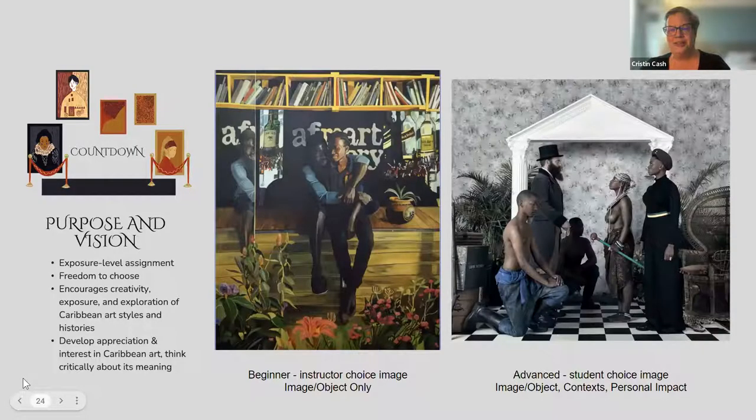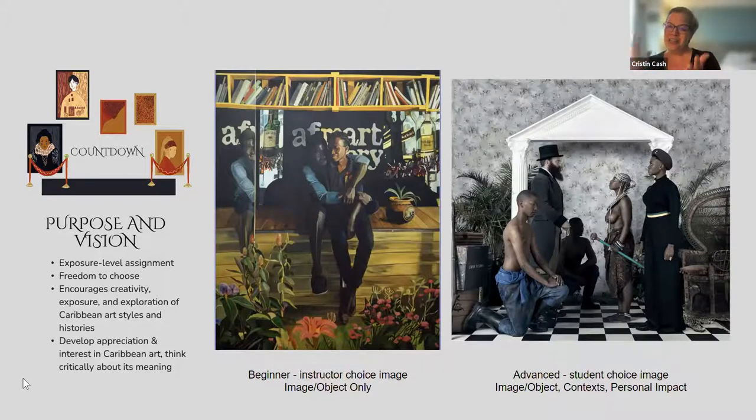The first one was called Countdown, where we would show the students a work of art, and they would look at it for about 30 seconds and then respond to what they saw, what they smelled, what they heard, what they tasted, et cetera. This was an assignment that she came up with through one of her psychology classes, where she found that doing this kind of sensory connection was a really good way to have students relax and feel grounded. And so we thought, well, let's see if this works with art history.